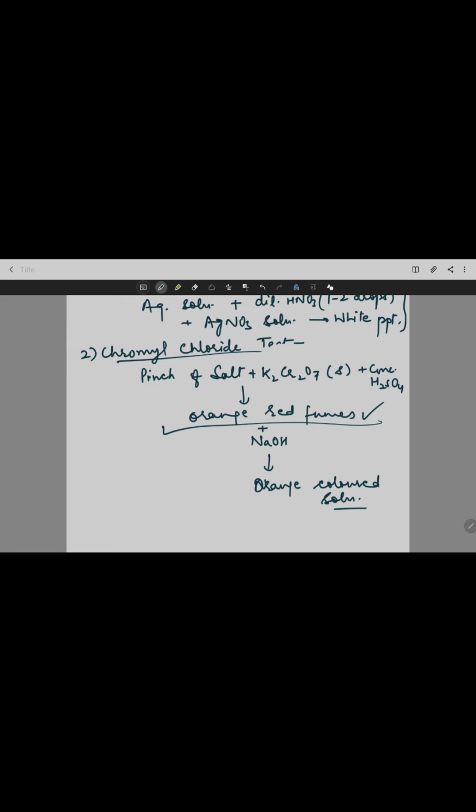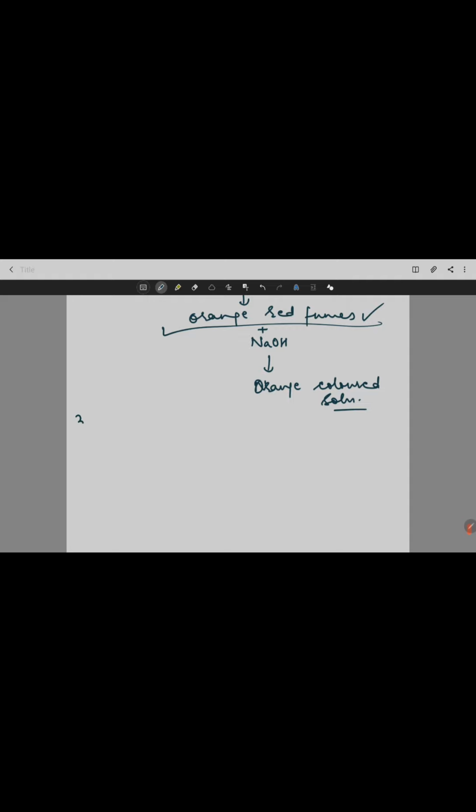Now what are these fumes made up of? These orange red fumes are because of the chromyl chloride gas. What is this chromyl chloride gas? This is CrO2Cl2. Now one more test is there as confirmatory we perform for chloride. What is this? Manganese dioxide test, MnO2 test. How do we perform this test? We will take a pinch of salt.